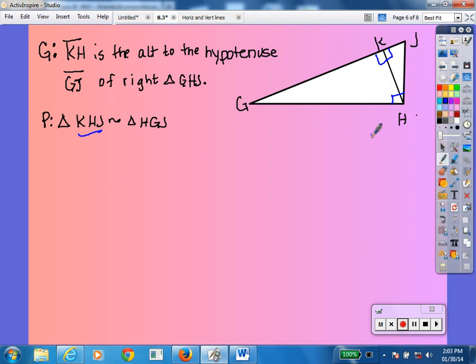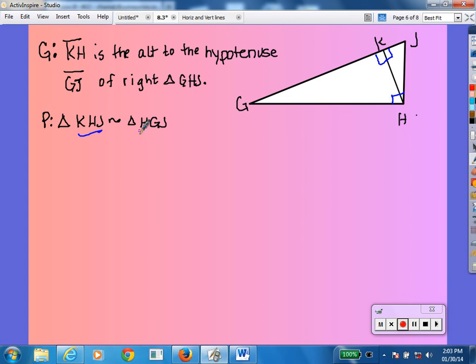Okay, so I just want to make sure I named them right. So that's what we're trying to prove. This little one versus the big one, not the little one versus the medium-sized one. Notice that they share an angle, by the way, right away. If one triangle is embedded in the other, they share an angle. So angle J and angle J, that gives us an angle, okay?